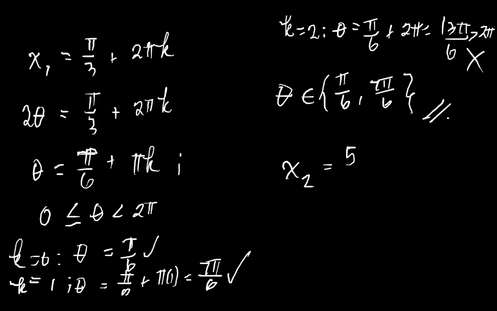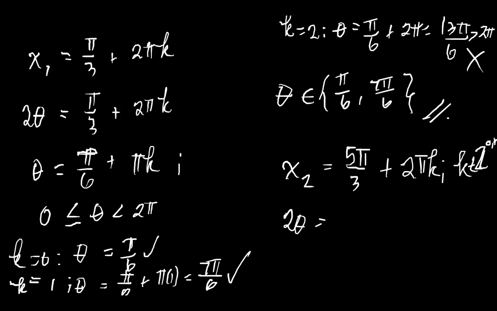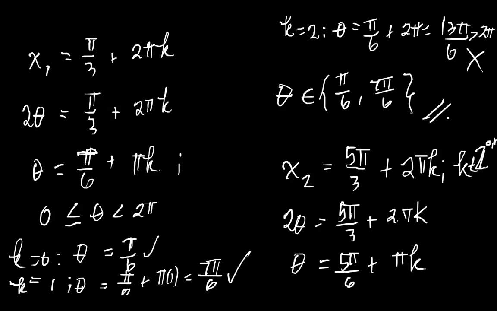Okay, 5 pi over 3 plus 2 pi k, where k is a non-negative integer, or 0 and positive. Okay, here we go. And we know that x is equal to 2 theta. So 2 theta is equal to 5 pi over 3 plus 2 pi k. Okay, and let's solve for theta. So this becomes 5 pi over 6 plus pi k. Again, k is a non-negative integer.